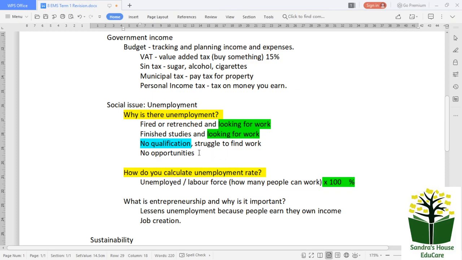Then we also have people with no opportunities. Let's say you're a physicist or a mathematician, and you're living in some tiny little town somewhere in the middle of let's say the Northern Cape. Nothing happens there. So you don't have the opportunity. What you studied, there aren't jobs available in the area where you stay.